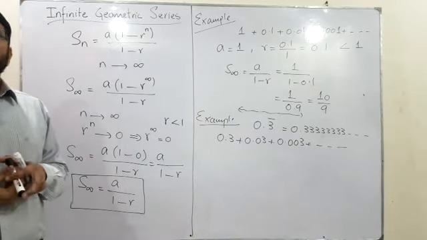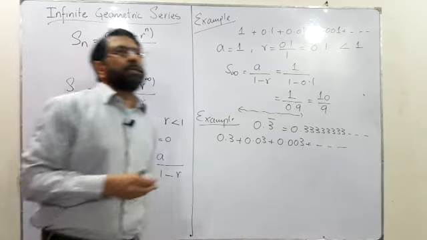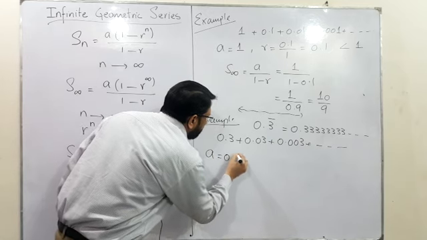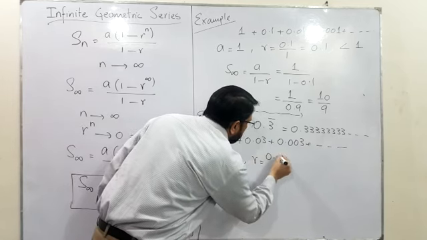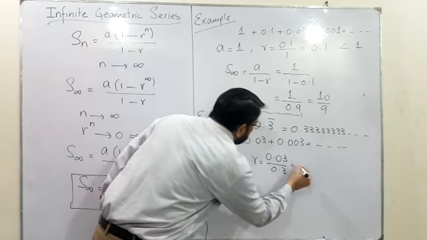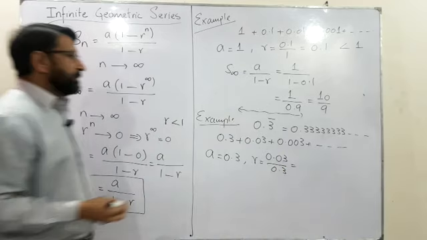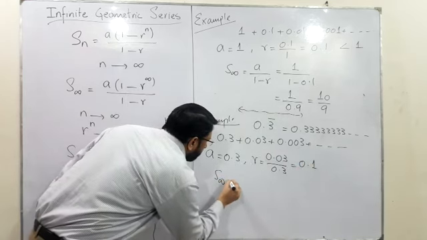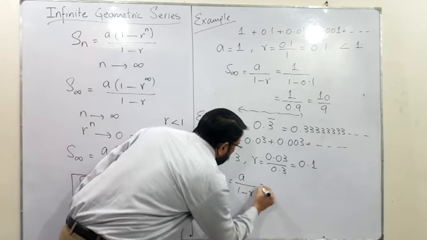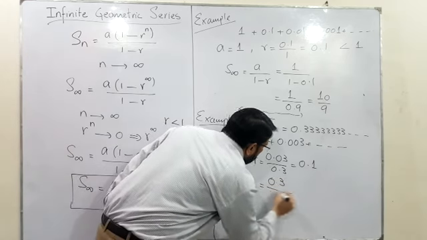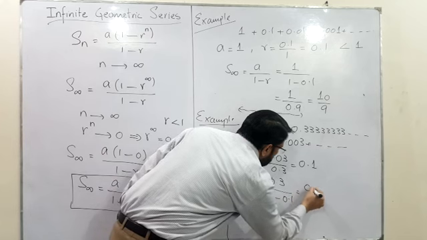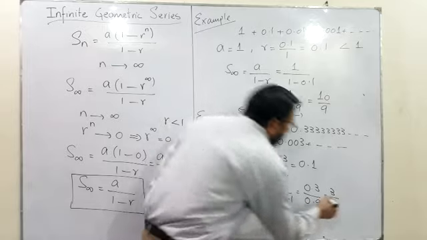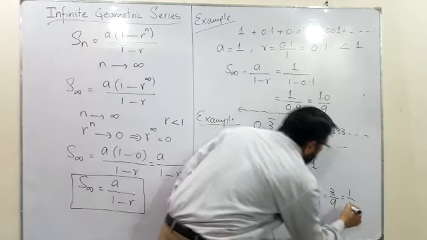And we can find the sum of this infinite geometric series, in which a is equal to 0.3 and r is going to be 0.03 over 0.3, which gives us 0.1. And if we look for S infinity, a over 1 minus r, a is 0.3 over 1 minus 0.1, which is 0.3 over 0.9, and this gives us 3 over 9, which takes us to 1 over 3.